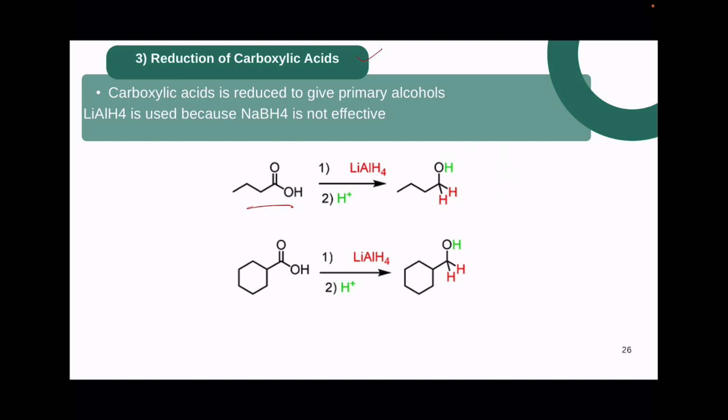The third reaction that can produce alcohol is the reduction of carboxylic acid. The carboxylic acid as starting material goes through a reduction reaction using LiAlH4, followed by concentrated acid. Then the COOH part will change into CH2OH, which gives the primary alcohol. So C double bond OOH changes into CH2OH, giving the primary alcohol.